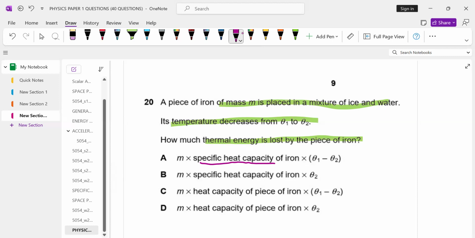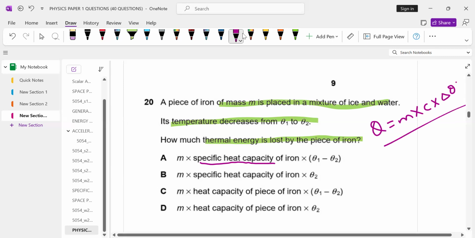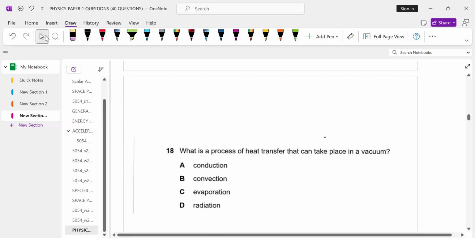And the formula for specific heat capacity is thermal energy, Q equals mass times specific heat capacity, which is small c, times delta theta, which is the change in temperature. So according to this equation, option A is correct for question number 16. Then question number 17.